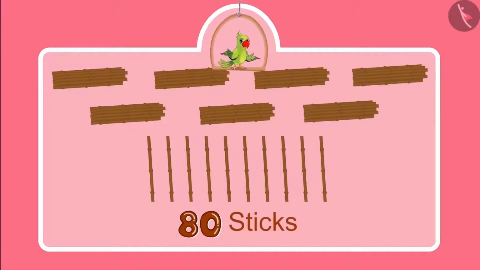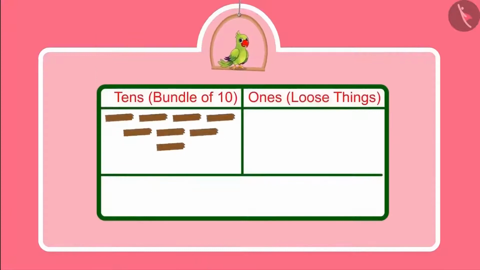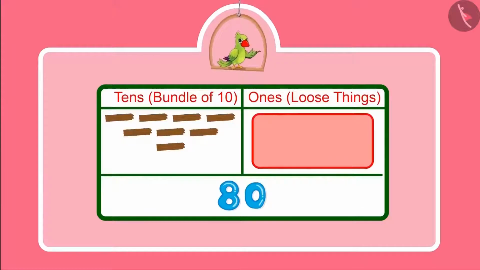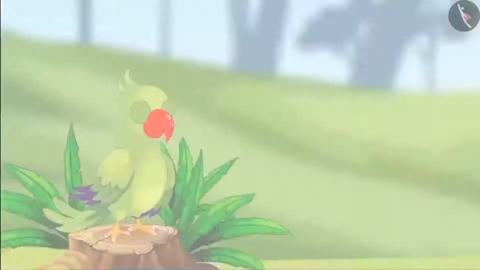So with these 10 more sticks, 1 more bundle of 10 can be made. It means 1 more tens. So children, can you tell how many tens and ones are there in 80? Yes, children, 80 has 8 bundles of 10 sticks each and no loose stick. This means 80 has 8 tens and 0 ones.